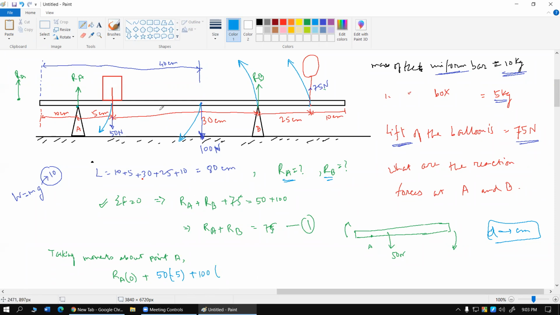Should I write, from here to here it was how much? Okay, now the question is, from A, what is the distance of this 100 Newton? Have a look at the figure and try and tell me. 30 centimeter. Oh, no. Have a look. What did I label as 30 centimeter? I labeled this distance to be 30 centimeter.